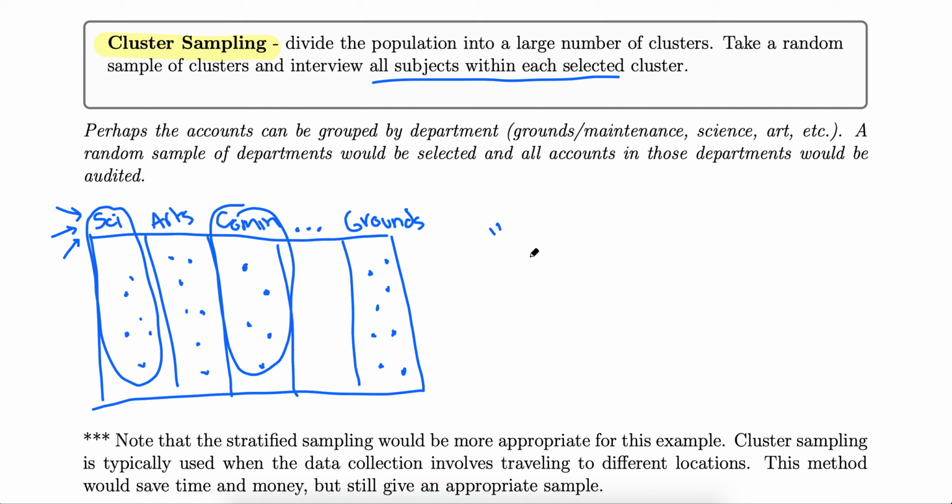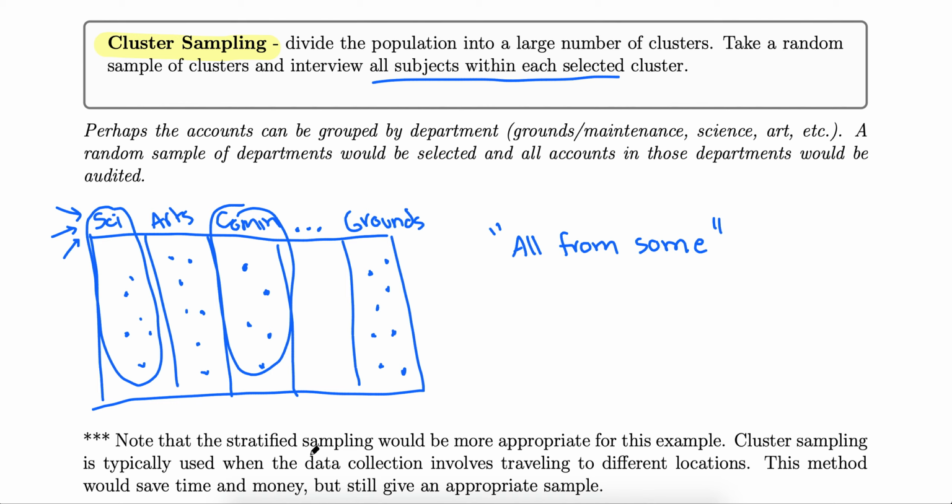Another helpful hint here for remembering this, we said stratified was sum from all. Cluster, flip that around, it's all from only some of the groups. All from some. So cluster sampling, it would not be ideal in this setting. Stratified would be more appropriate, so we could have representation from all the groups.